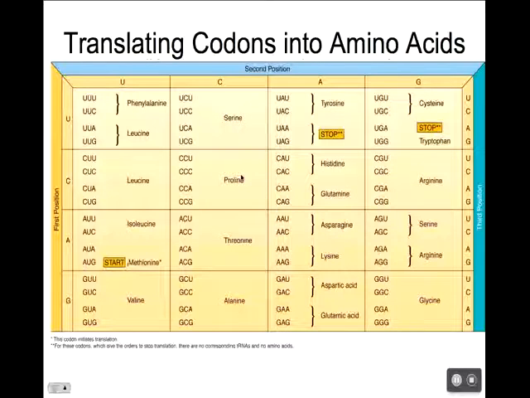Likewise, notice we have some stop codons, UAA, UAG, UGA. Those are the three stop codons. That's where translation will stop as the process is going.